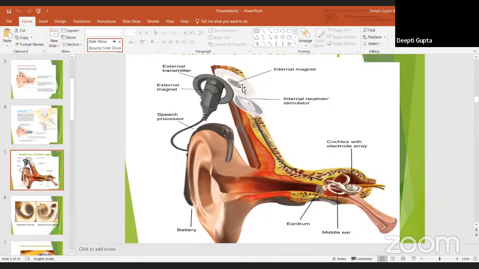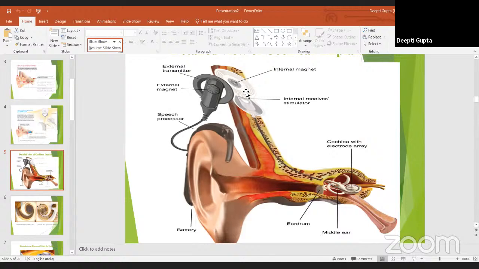And the internal part also has the receiver, the internal receiver, which stimulates the signals. And this is also hermetically sealed. Why hermetically sealed? Because we are inserting some part into our ear, which means into our body, so some infection can be possible. That's why the hermetically sealed condition is required, due to biocompatibility reasons. Otherwise it can give us infection, and it will create more problems.